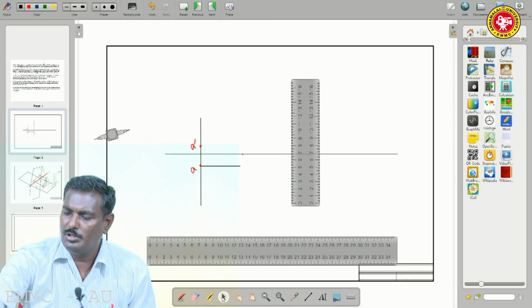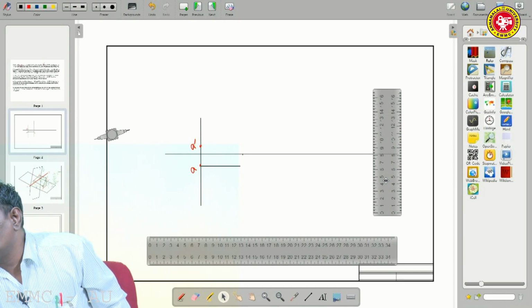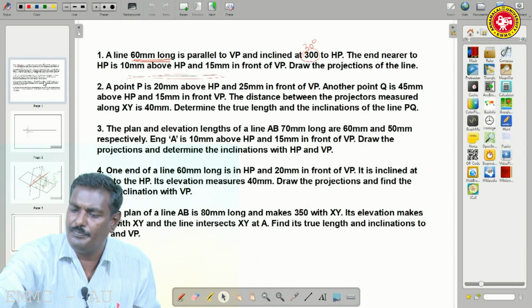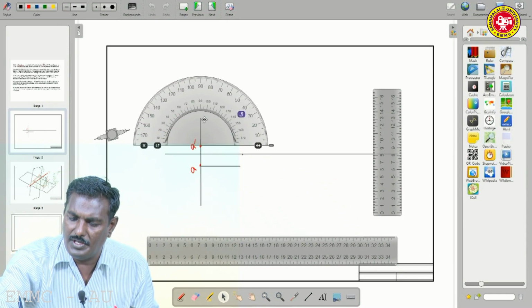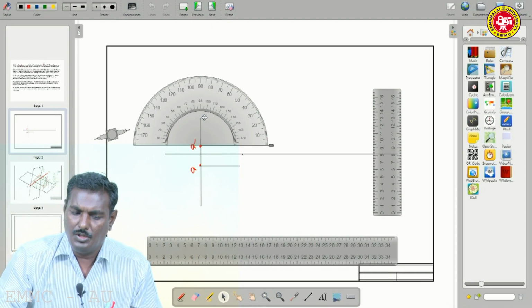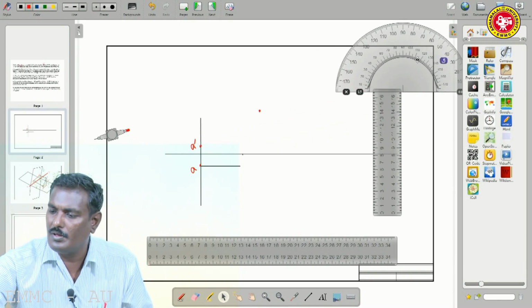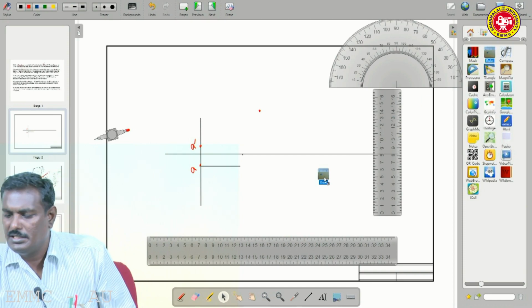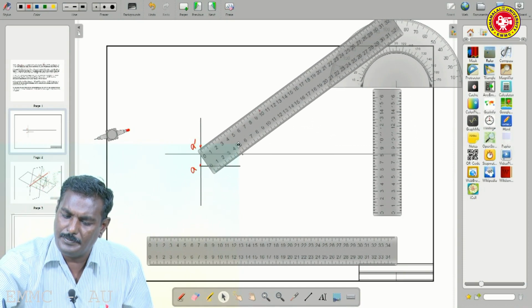So what about the angle? Therefore we have to make a projector. Take a projector. What about the angle? 30 degrees. So we have to take 30 degrees here, placing this projector. Measure 10, 20, 30 degrees and mark the point. After placing 30 degrees, we need another ruler, because we cannot disturb the vertical and horizontal lines.